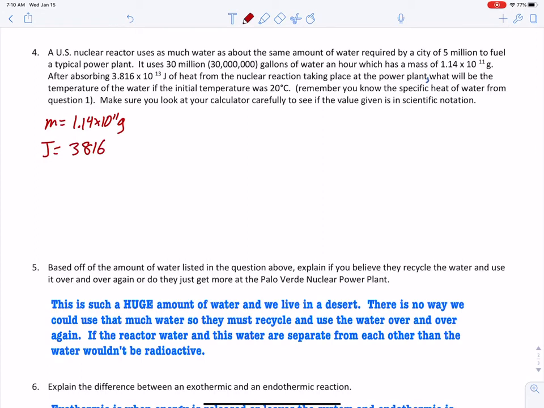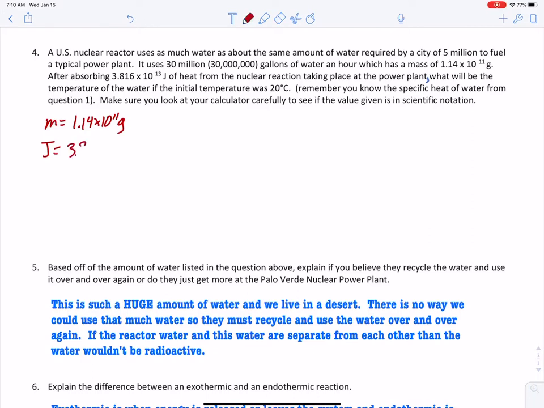3.816, so 1, 2, 3, 7, 8, 9, 10, 11, 12, 13. This is how much energy it's absorbing from this nuclear reaction, right? They need so much water to keep this reaction taking place, and that's why nuclear fuel works, because it has so much energy stored in it that we can get and use. Well, we don't really want to write the number that way.